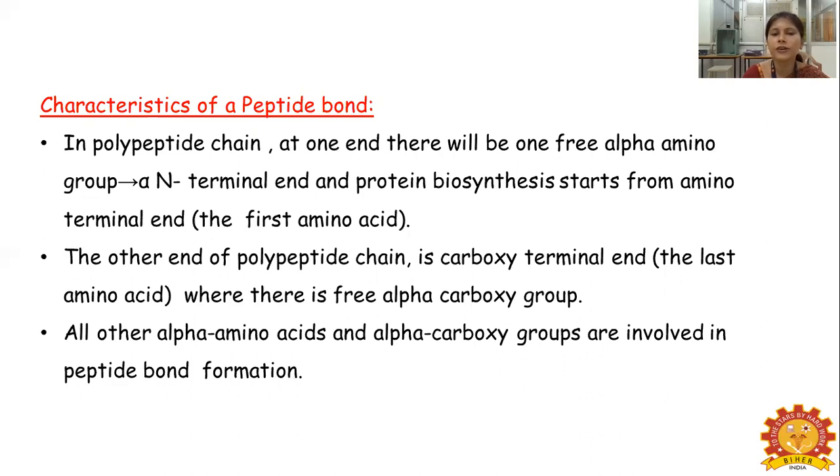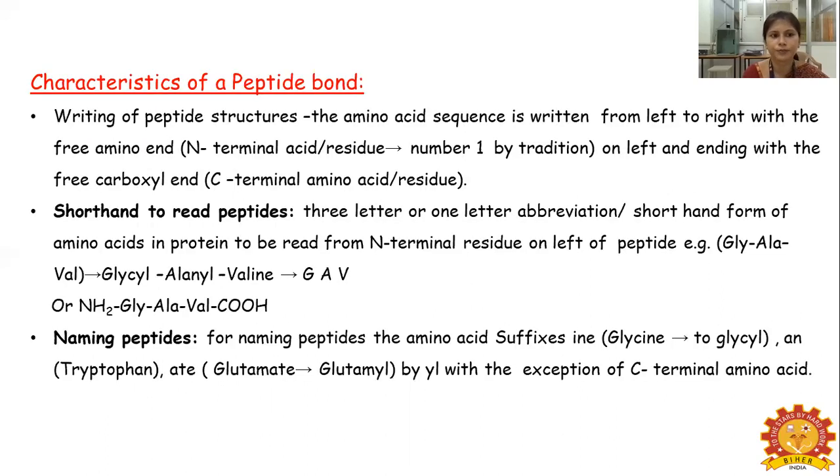So conventionally, when you take a protein and want to depict its name or amino acid sequence, we have to start with the N-terminal end and finish with the C-terminal end. So N-terminal amino acid and C-terminal amino acid. All other alpha amino and alpha carboxyl groups are involved in peptide bond formation. When writing a peptide structure, the amino acid sequence is written from left to right, with the free amino acid, called the N-terminal amino acid or residue number 1 by tradition, on the left-hand side, and ending with the free carboxyl, the C-terminal amino acid residue.